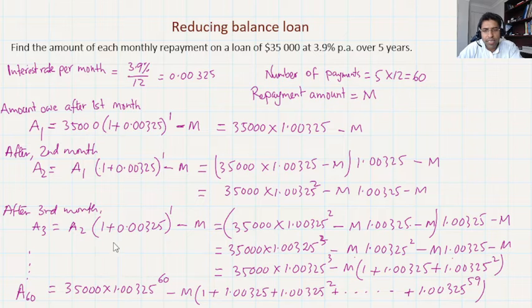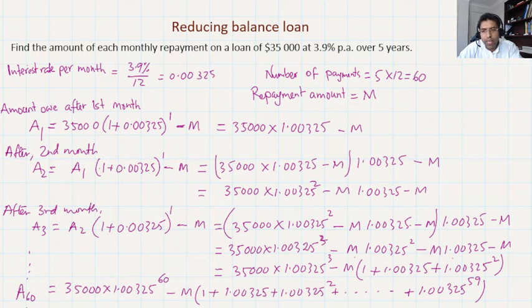If you look very carefully, when we go to the third month, our 35,000 comes with 1.00325 to the power of 3. So the third month is giving power 3. So one is A3, meaning the third month is giving power 3, and here you are getting 1 plus 1.00325 plus 1.00325 squared, right? So one is A3, and one is coming with a 2.